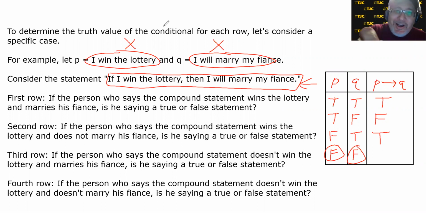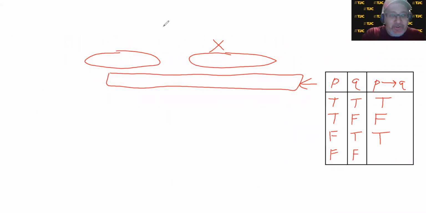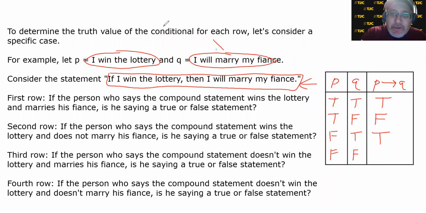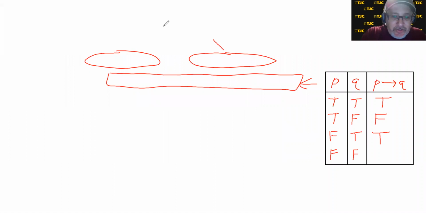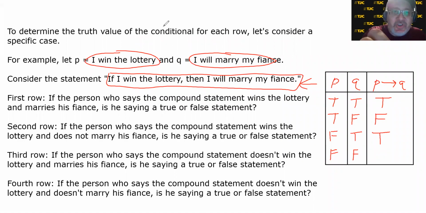So believe it or not, when both halves of a conditional are false, when the antecedent is false and the consequent is false, you did not break your promise, which means that your statement was still true. This last one really throws people for a loop. How can the whole statement be true and both halves of it are false? Because you didn't break your promise.